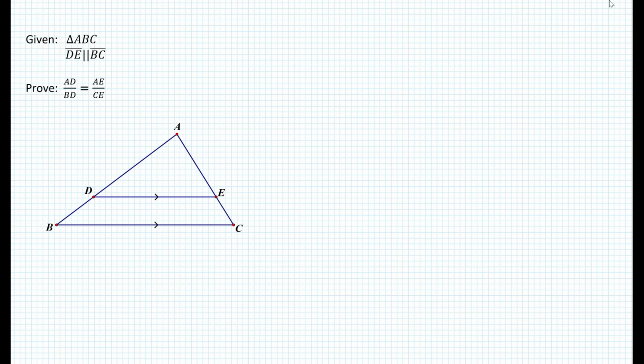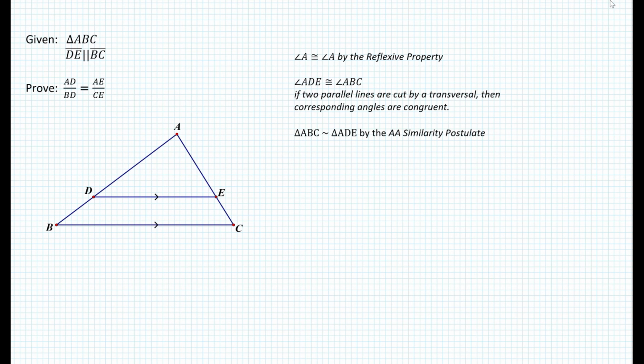Well, as in the previous problem, we first need to look at the triangles that are similar here. We can say that angle A is congruent to itself by the reflexive property. Then we can state that angle ADE is congruent to angle ABC, because if two parallel lines are cut by a transversal, then corresponding angles are congruent. Therefore, triangle ABC must be similar to triangle ADE by the AA similarity postulate.